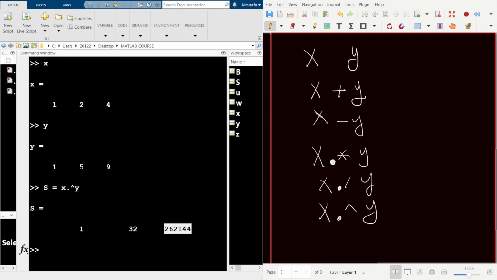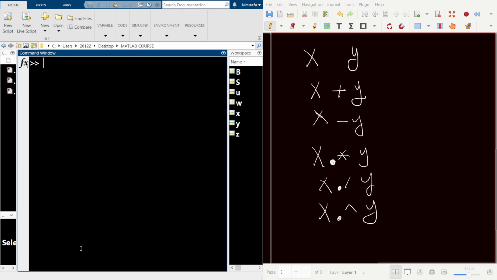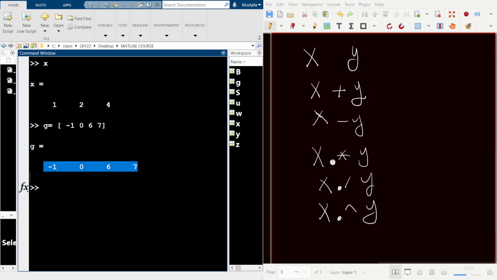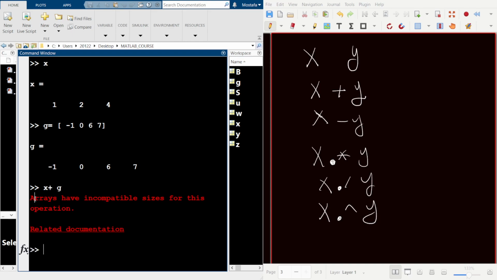One last warning on these array operations. If I have arrays of different sizes, so let's bring array x one more time. Suppose I have another array, let me call it g, that contains 4 elements: -1, 0, 6, and 7. Because the length of the array x is 3 and the length of the array g is 4, I cannot do array operations on them. So let's even try x plus g. And automatically MATLAB will complain that arrays have incompatible sizes for this operation.